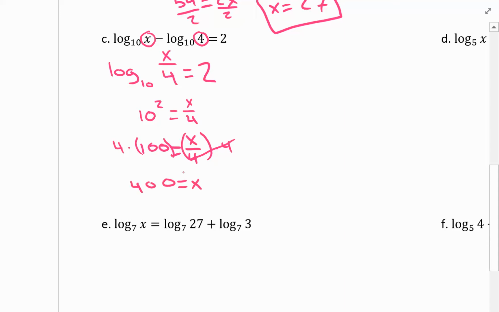Done. You just need to check. What are we taking the log of? A 4 and a 400. Those are both positive, so it works out.